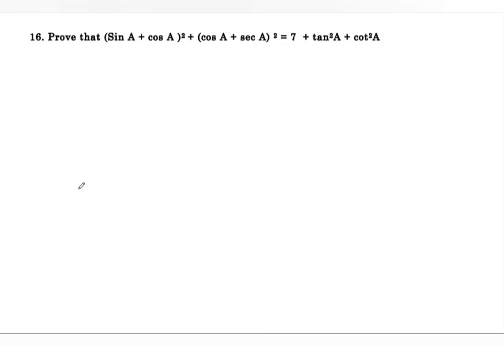Moving to the next question, a very important question for 3 marks. Prove that (sin A plus cos A) whole square plus (cos A plus secant A) whole square equals... I've already told you, the first step is always to write the LHS. What is the LHS here? (Sin A plus cos A) whole square plus (cos A plus secant A) whole square.